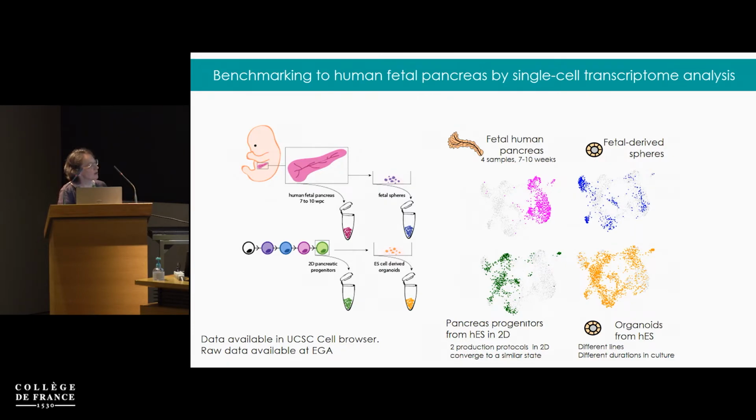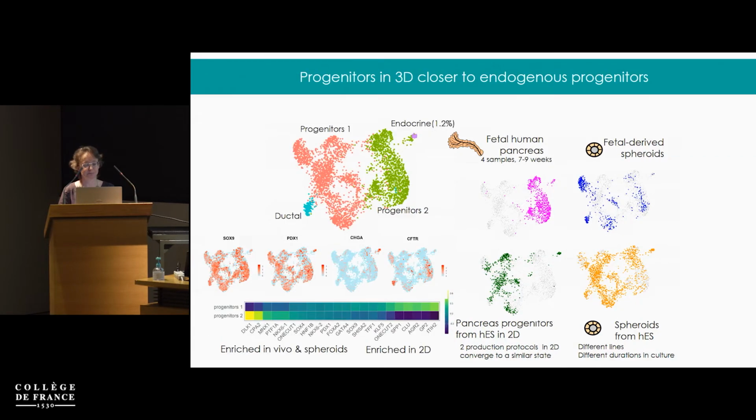However, when they are expanding in 3D, what you can see is that they converge to the state that they have in vivo, but not all the cells. So we don't know yet whether the spherical ones or the more complex ones are closer to an in vivo situation.